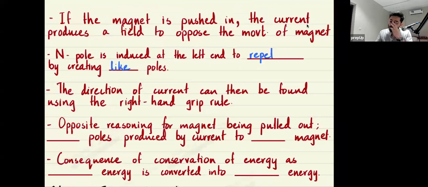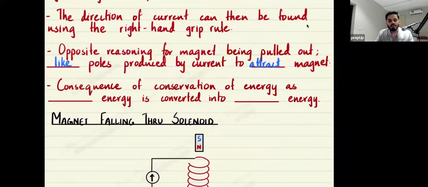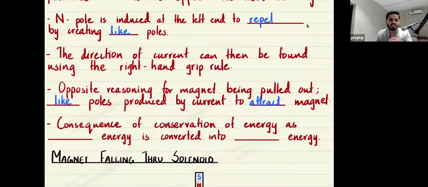So opposite reasoning for the magnet being pulled out: unlike poles would now be produced by the current to attract the magnet. And Lenz's law is basically just a direct consequence of the conservation of energy. As we are moving the magnet, it has kinetic energy, and that kinetic energy now turns into the energy associated with that current flowing throughout the circuit, which is electrical energy.